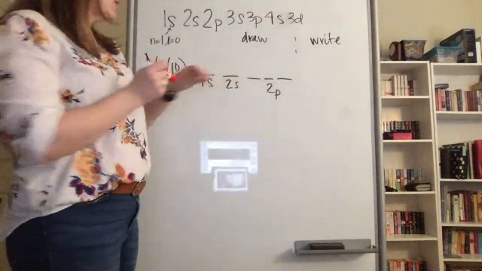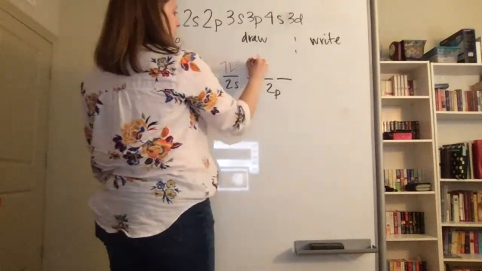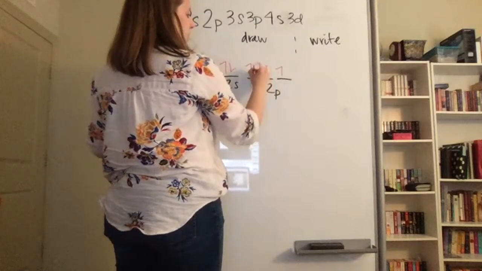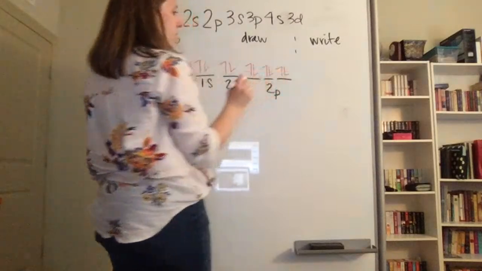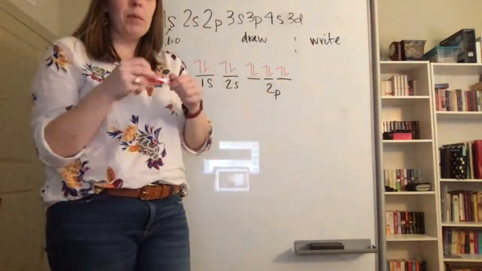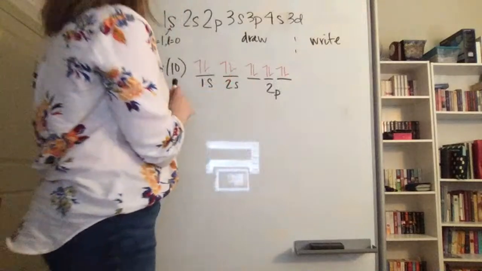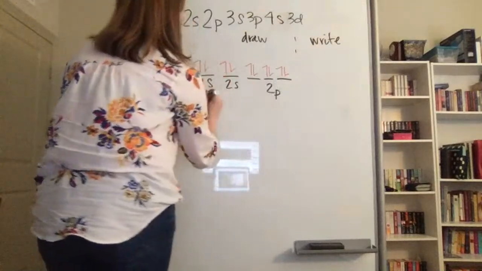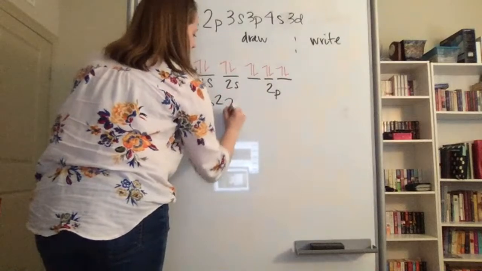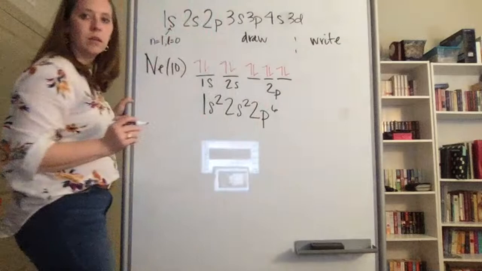So in here, we put our electrons in 1, 2, 3, 4, 5, 6, 7, 8, 9, 10. So there are 10 electrons here. For the p orbital, it can hold up to 6. So in this case, if you write it out, it would be 1s2, 2s2, 2p6.